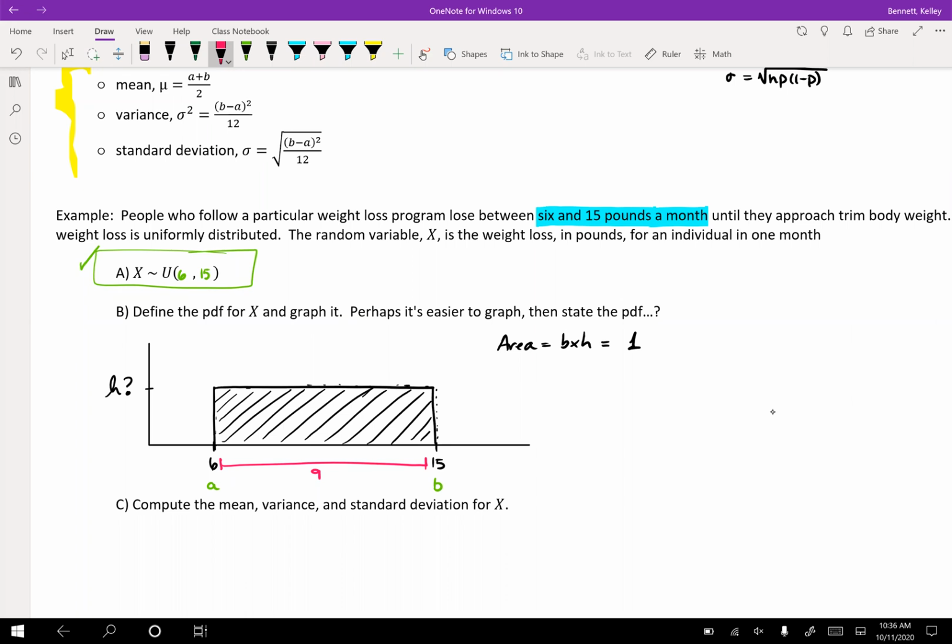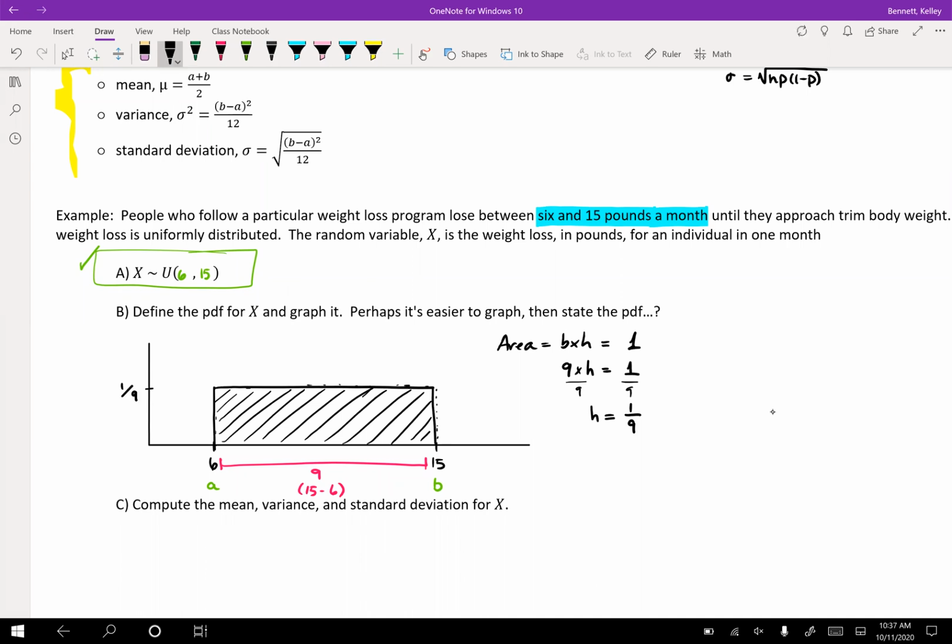So the base, if I'm going from 6 to 15, that's a width of 9. The way that you can compute that quickly, by the way, is that you would just say it's 15 minus 6. That's how we compute distance between two things. So I've got 9 for my base. I don't know what my height is, and I know that when I multiply them together, I'm going to get 1. So let's divide each side by 9. And here I have h equals 1 over 9. So that tells me that this height is 1 over 9.